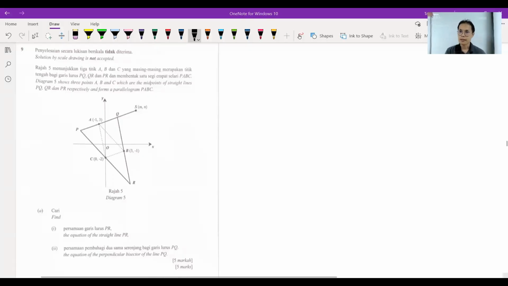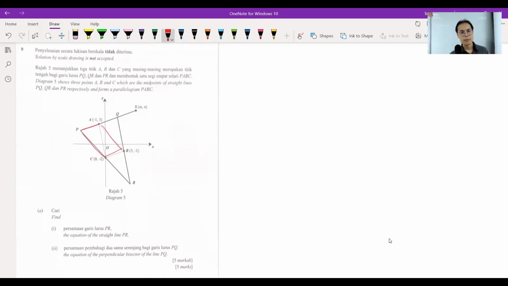Okay, question number 9. This is from the chapter Coordinate Geometry. The diagram shows three points A, B, C, which are the midpoints of PQ, QR, PR respectively, and form a parallelogram PABC. So PABC is what we call a parallelogram in English, segi empat selari. You can see.